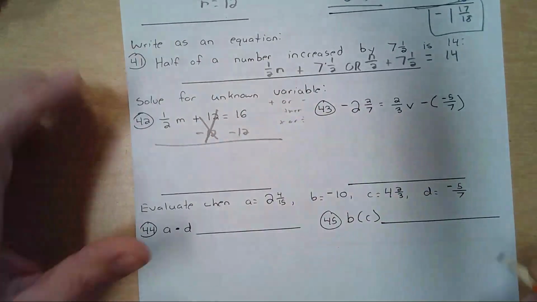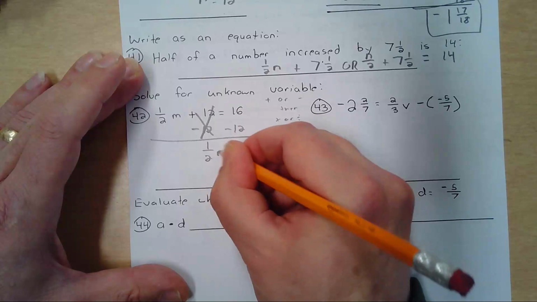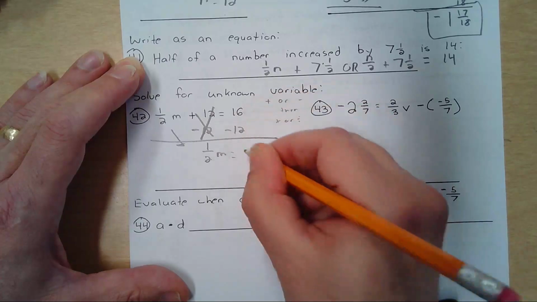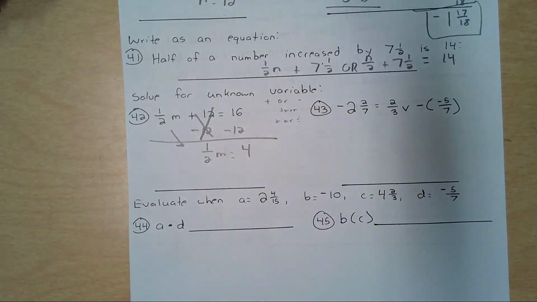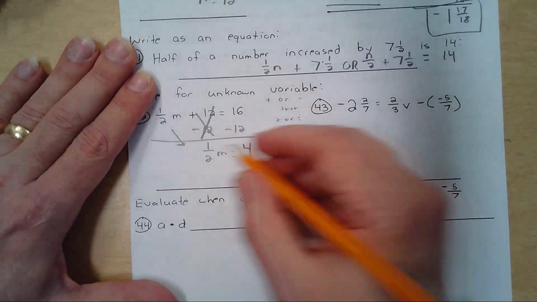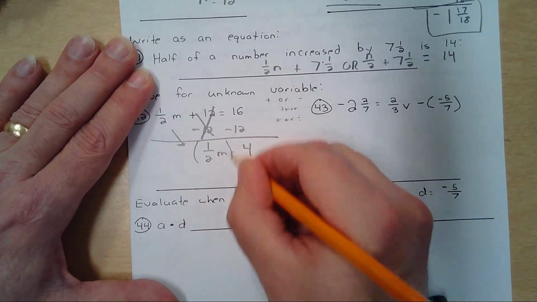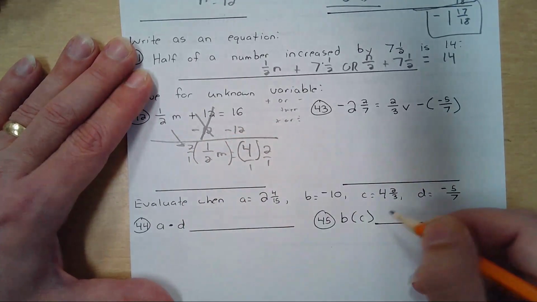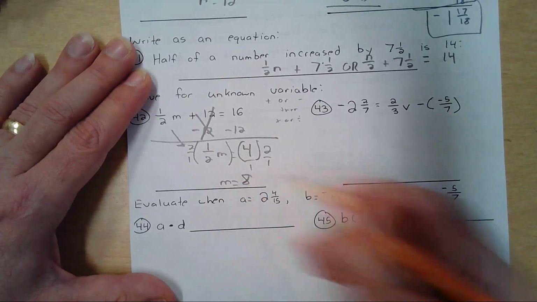Same as any adding equation we had before. This just comes with this. I haven't done anything with it yet. 16 minus 12 is 4. And now just solve your multiplying equation. Divide by 1/2, same as multiplying by the reciprocal. 4 times 2, m equals 8.